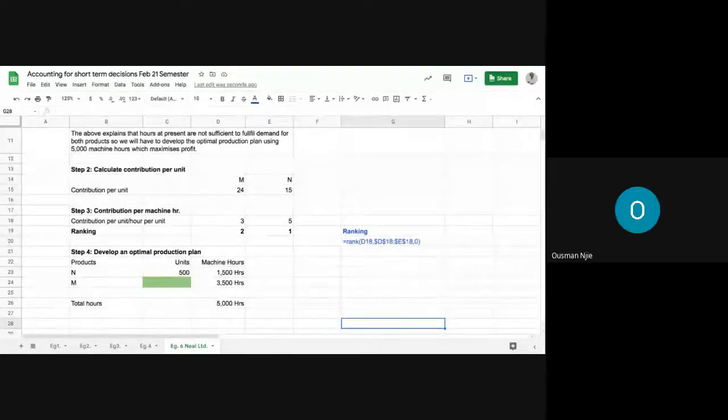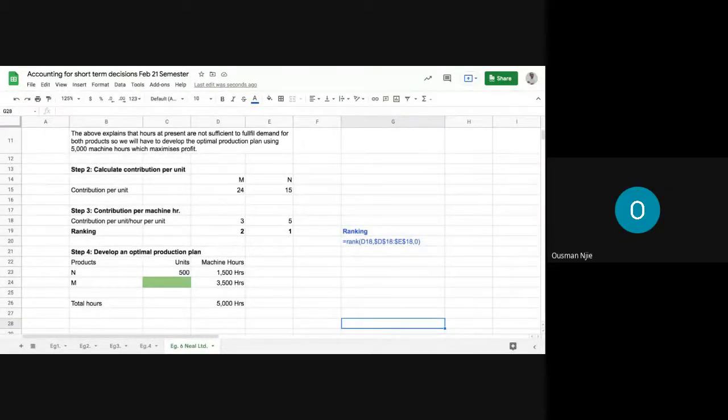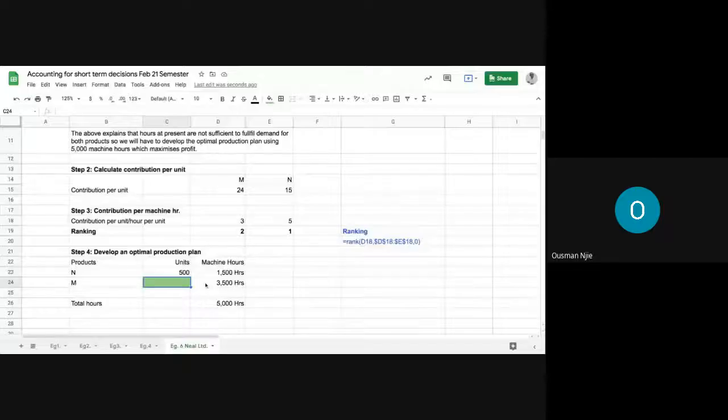Yes, 3,500 divided by 8. So we're going to get what? 3,500 divided by 8. Why divide by 8? No, I think it's 5,000. One after the other, please. Let him respond. You said 3,500 divided by 8. Yes, we want to know the number of units.